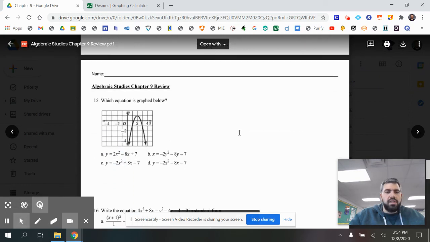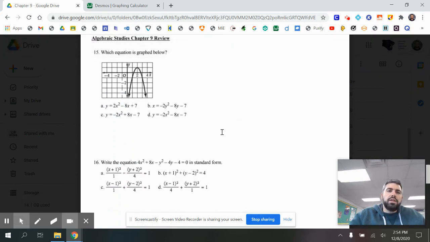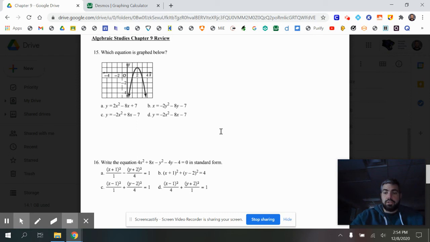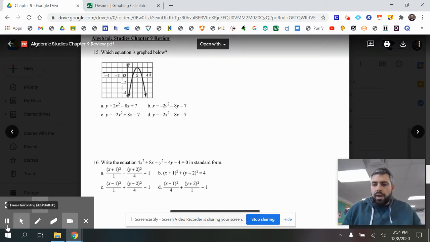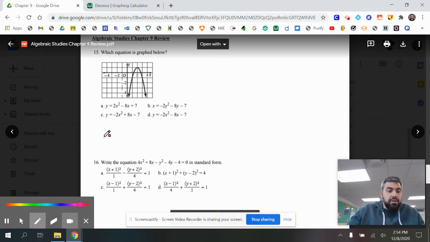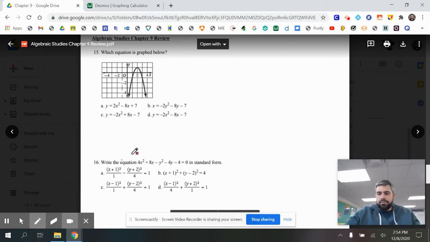All right, number 15. It says, which equation is graphed below? Okay, and so what I would do is I would actually just start graphing these. Now, automatically there is one I can get rid of. Right away, I know I can get rid of B. The reason I can get rid of B is because that's an x equals problem. It means it would be a parabola that was like this or like this, right? And so it's not that. So right away, it's this.